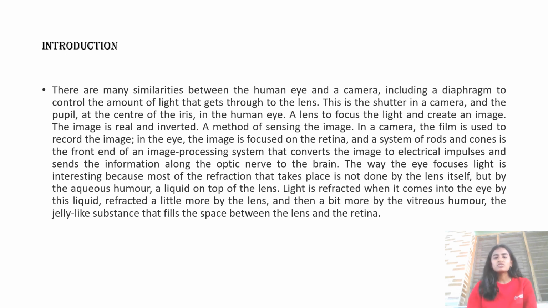The image is focused on the retina, and a system of rods and cones is the front end of an image processing system that converts the image to electrical impulses and sends the information along the optic nerve to the brain.